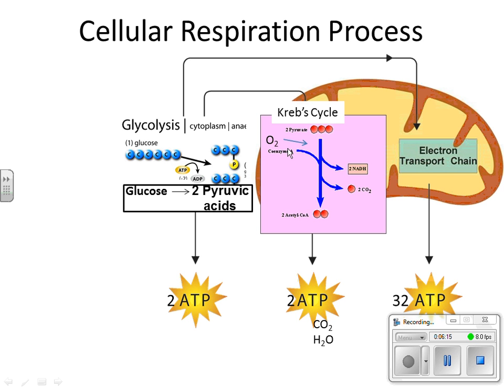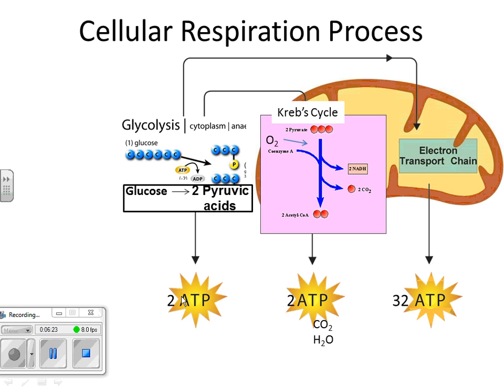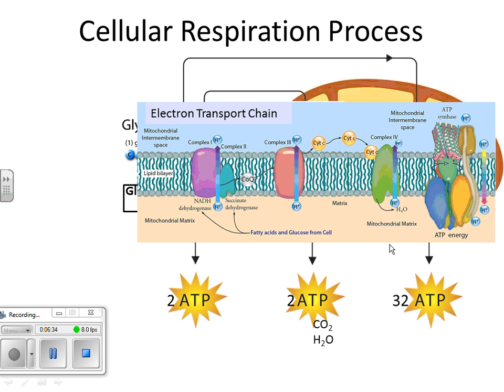Okay. Then the following step is called the electron transport chain, and this is where most of the ATP gets made, as you see. You don't have to memorize these numbers, but you can tell that the electron transport chain makes the most of the ATP. So what happens is this NADH comes along.